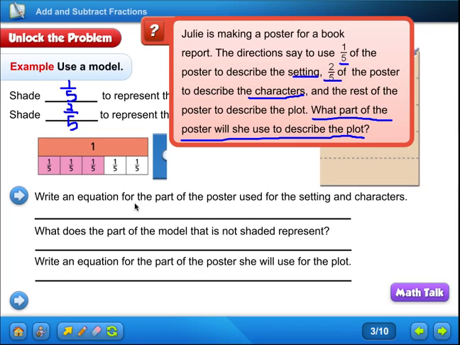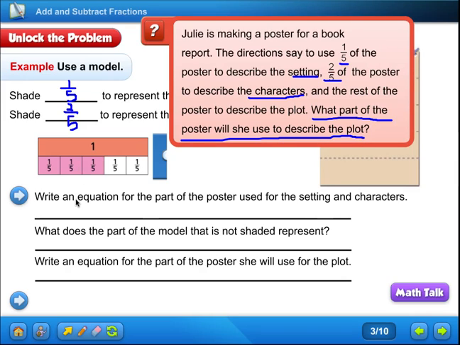Now it says to write an equation for the part of the poster used for the setting and the characters. So we have to write an equation. Equation means there's going to be an equal sign. How do we get this? 1/5 and 2/5 equaled 3/5. How did we get that? An equation is going to have a number, plus, minus, multiplication sign or division sign, number, equals something.